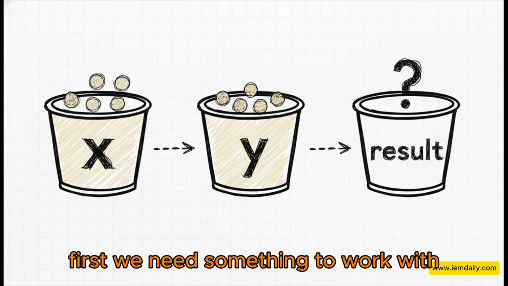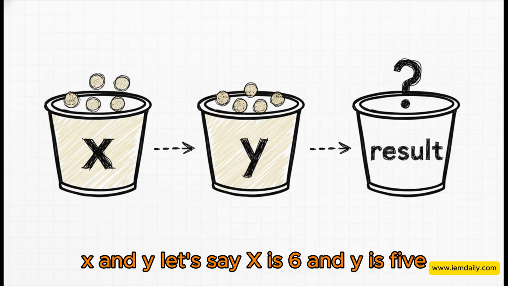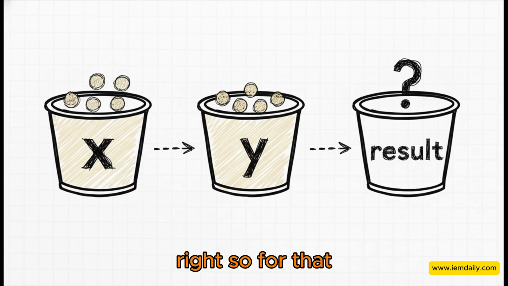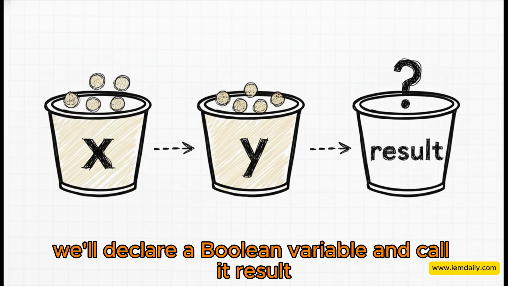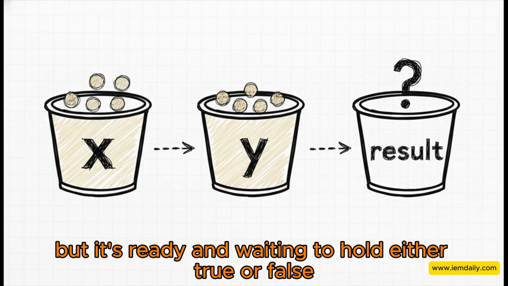First, we need something to work with. So we'll declare 2 integer variables, x and y. Let's say x is 6 and y is 5. We also need a spot to put the answer to our comparison, right? So for that, we'll declare a Boolean variable and call it result. Right now it's empty, but it's ready and waiting to hold either true or false.